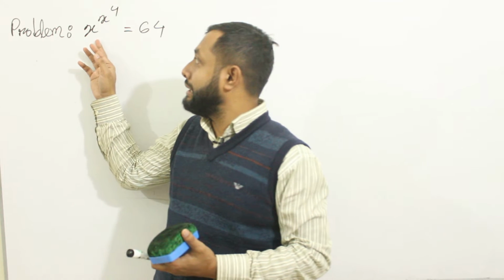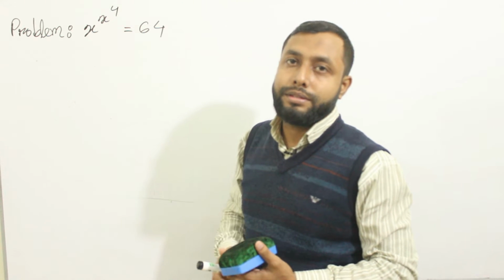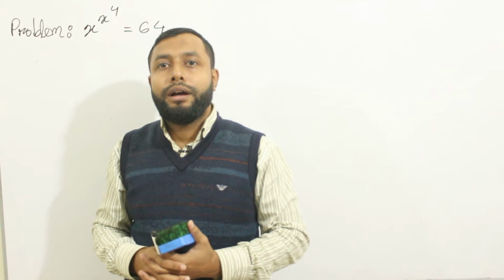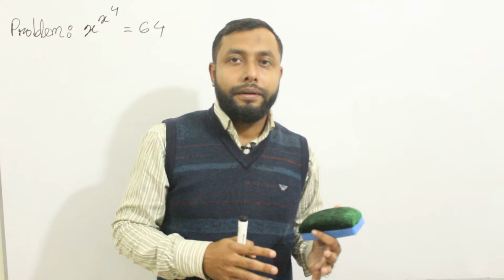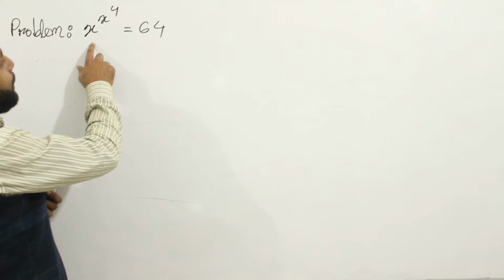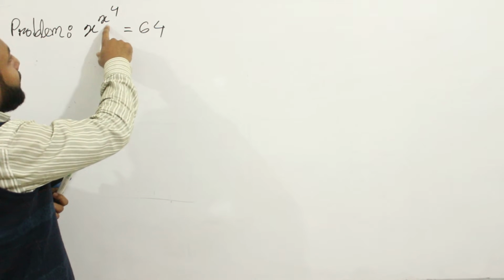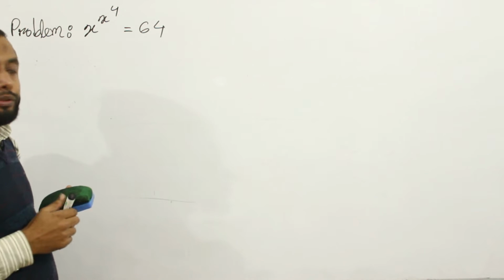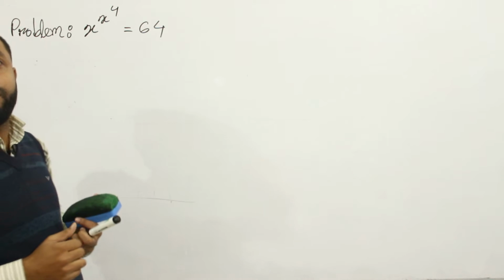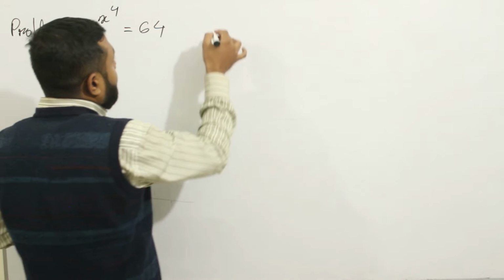It's stated like x to the power 4 is equal to 64. So how can we solve this problem? This problem simply can be seen as an exponent of something and then again another exponent. So for that calculation we may think of our problem as a formula like that.